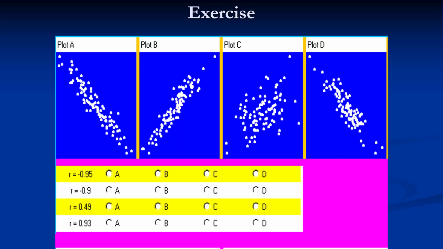It is time to exercise your knowledge on correlation. Remember, a steeper slope suggests a higher correlation. Which of the following graphs has a correlation coefficient of -0.95? Which of the following graphs has a correlation coefficient of -0.9? Which of the following graphs has a correlation coefficient of 0.49? And which of the following graphs has a correlation of 0.93?